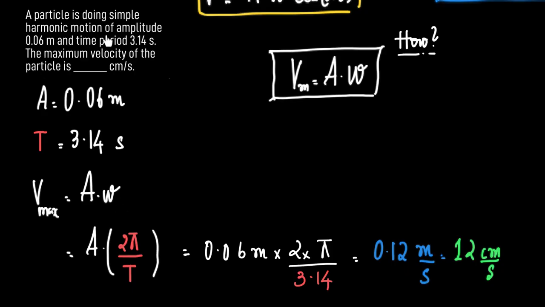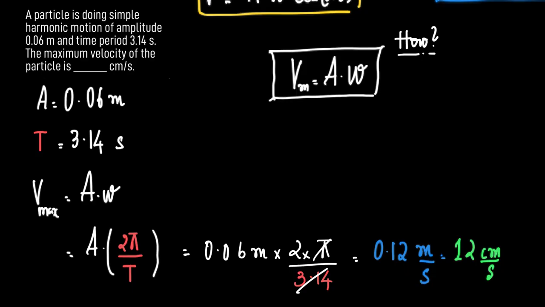Because we've been given in the question that the amplitude is 0.06 meters and the time period is 3.14. We know that the maximum velocity in a simple harmonic motion is A omega. Omega is 2 pi by T. T is 3.14, so pi by 3.14 is 1. So this is 2 into 0.06, which is 0.12 meter per second.